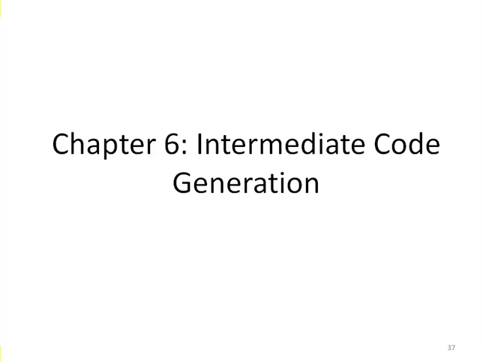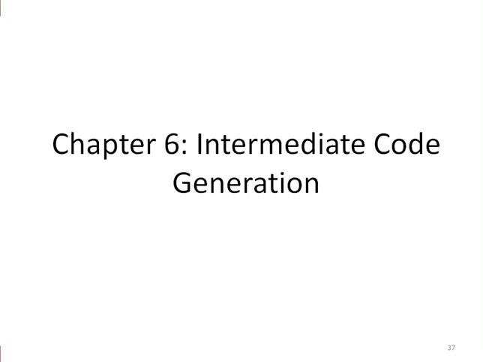Okay, the next chapter is intermediate code generation, and this is the next task that is performed by compilers. After semantic analysis, intermediate code generation is performed. So why do we need an intermediate code? An intermediate code is a very important code.